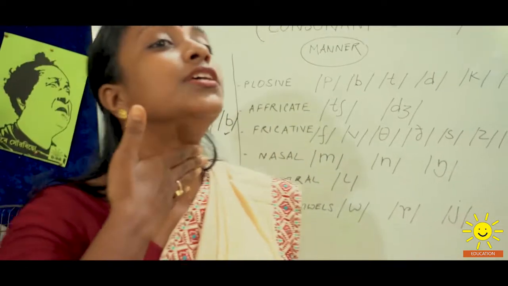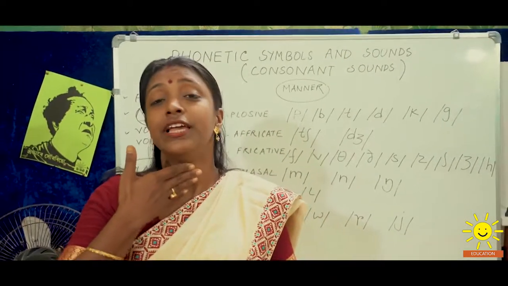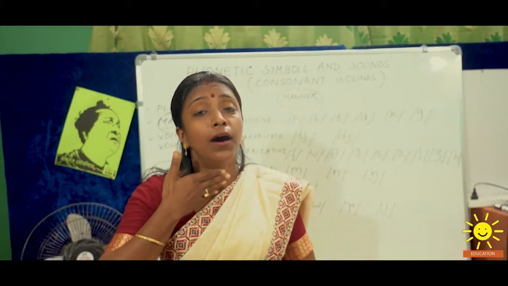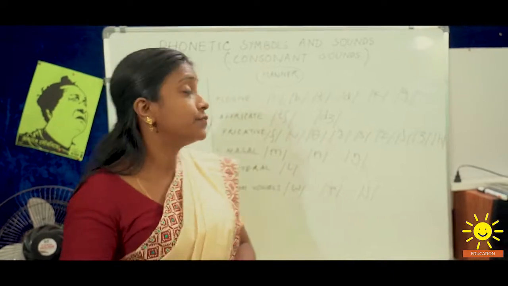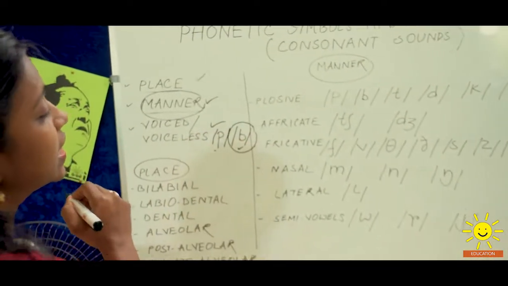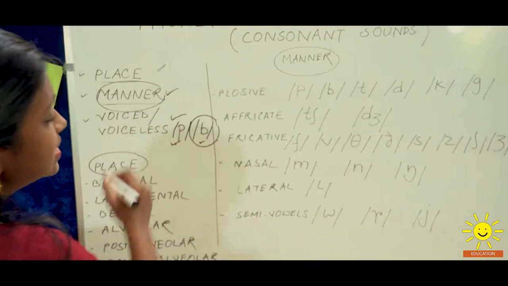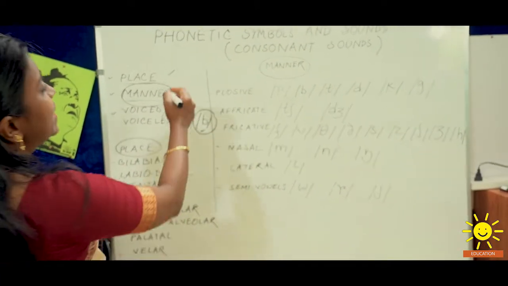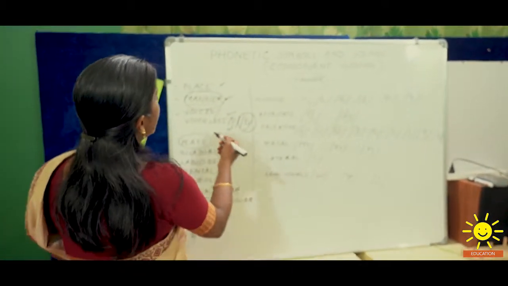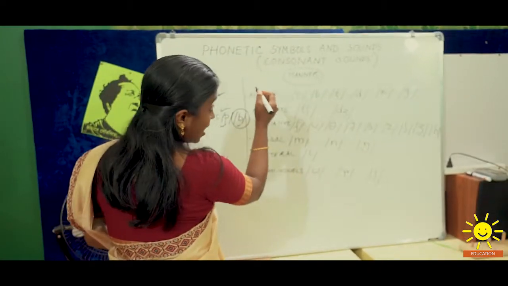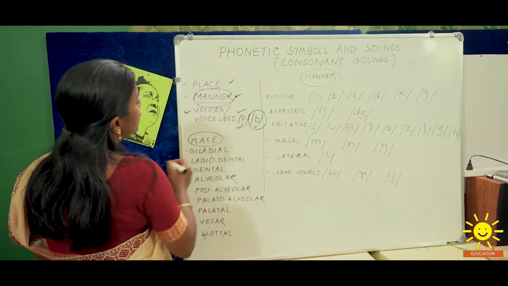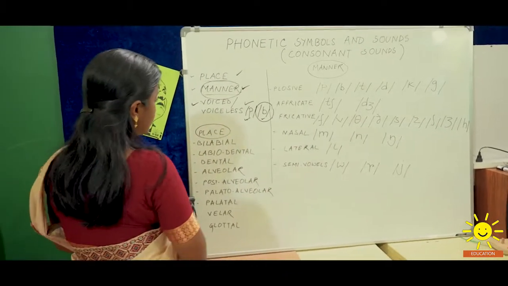If you touch your throat here and you articulate the sound p and then you articulate the sound b, you can feel the difference. There is vibration of the vocal cords as far as the b sound is concerned, and p is hence a voiceless sound. So, place of articulation, the manner of articulation, and the next important aspect as far as the classification of consonant sounds is concerned is whether the sound is a voiced sound or a voiceless sound.